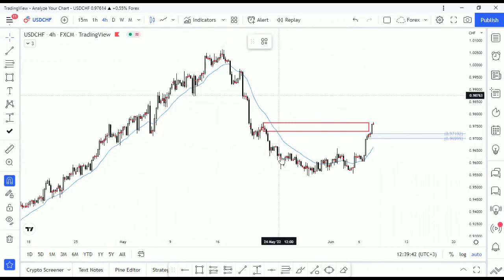So these are the pairs that I would like to alert you that I'll be watching this week. You can join me in monitoring them, and any opportunity or trade that I will see, I'll make sure I try my best to alert you.